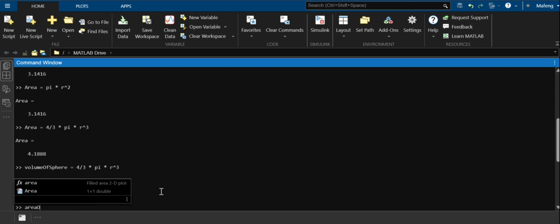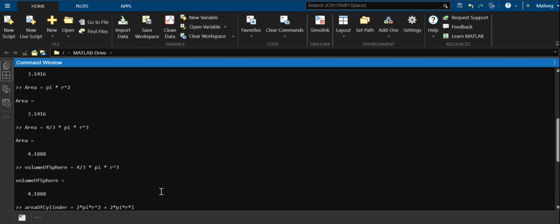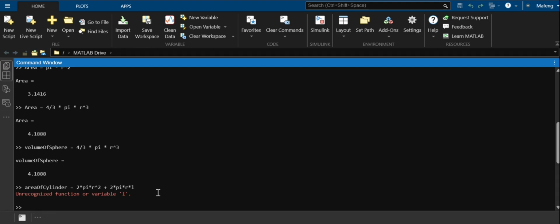And then area of the cylinder, 2 pi r l, nope, 2 pi r squared plus 2 pi r l. Now if I run this, it's going to give me an error. If you can guess why before I press enter. Yeah, unrecognized function or variable l. We have not given l a value, which is why this will give me an error.